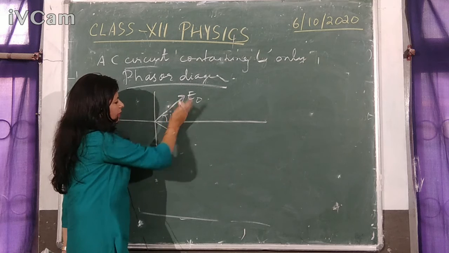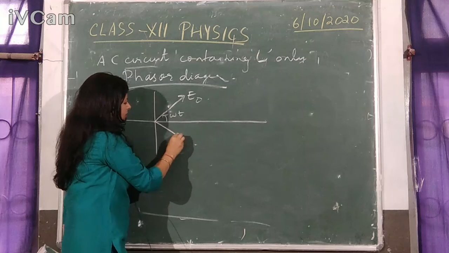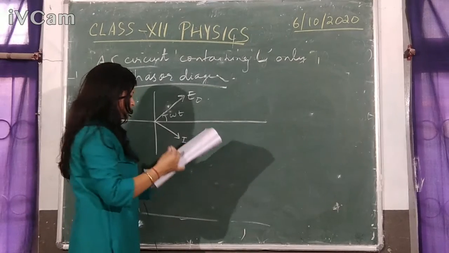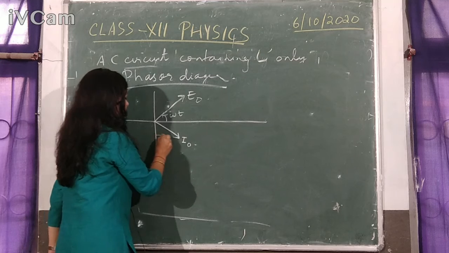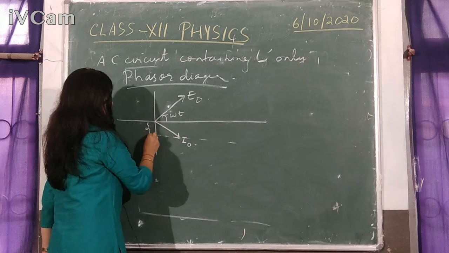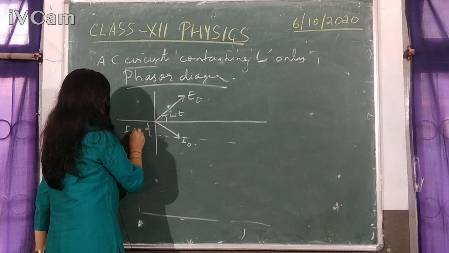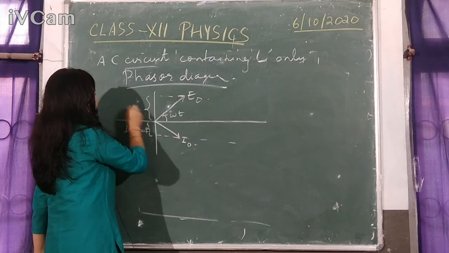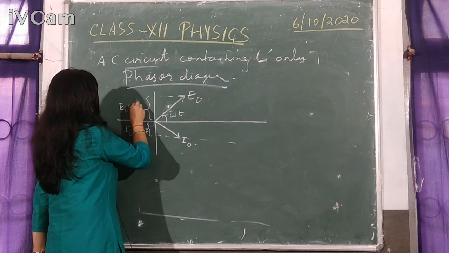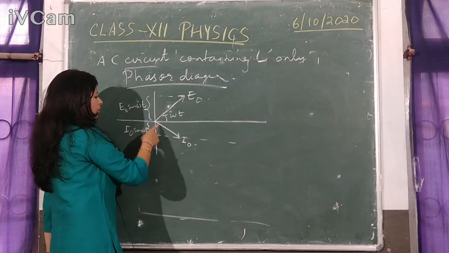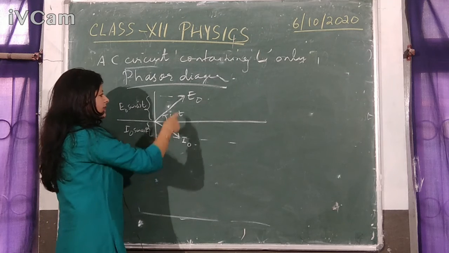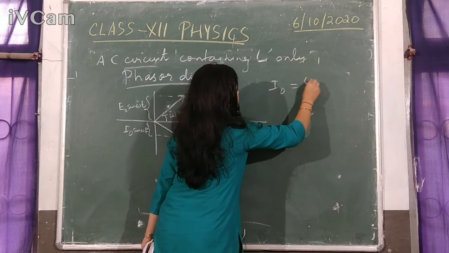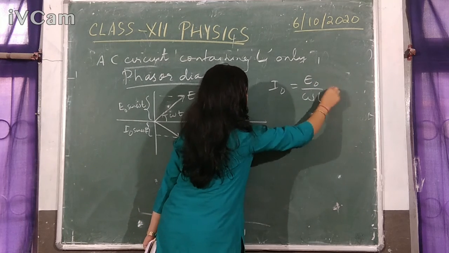Okay, so from here, if you come down, you come somewhere here. So your I naught will be here. Alright, and the projection of these two on the respective y-axis will be equal to I naught sine omega t, and the projection of this one on the y-axis will be E naught sine omega t. Of course, the value of I naught, that is the peak value of current, is slightly less than the peak value of EMF, because I naught is equal to E naught by omega.